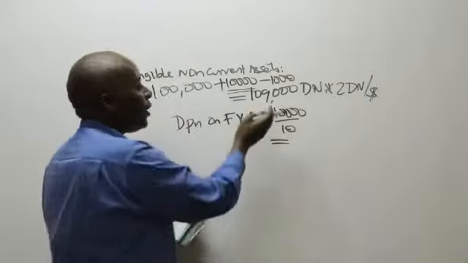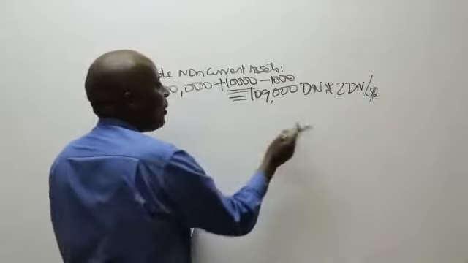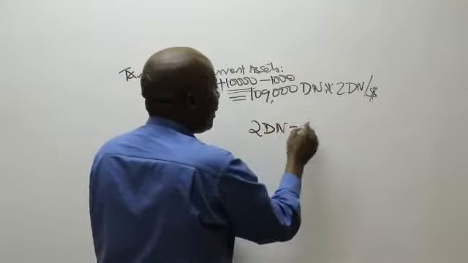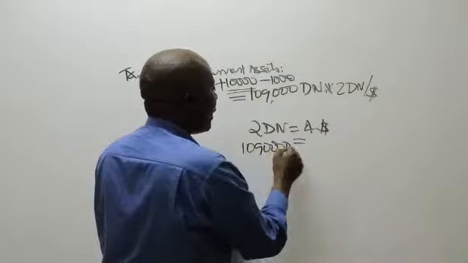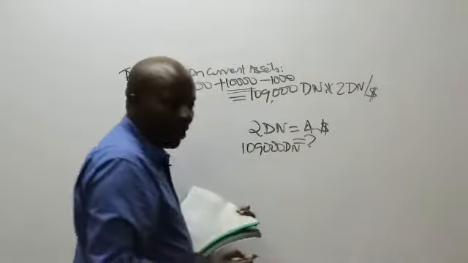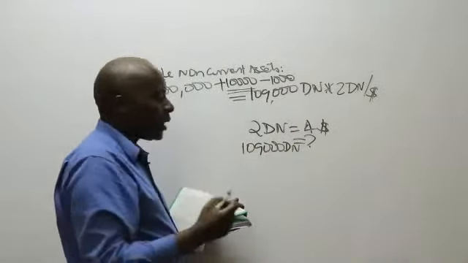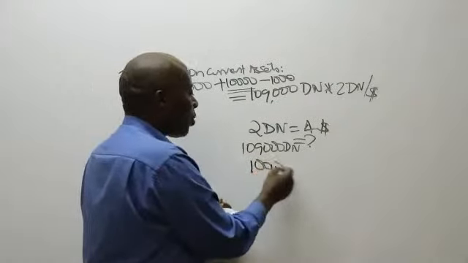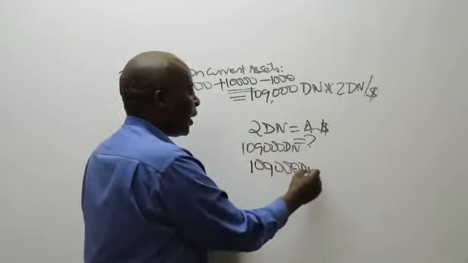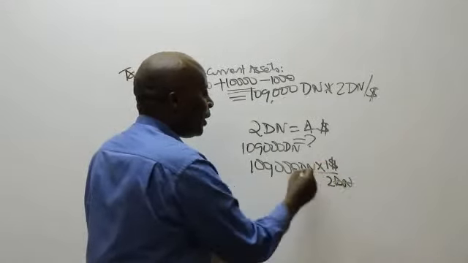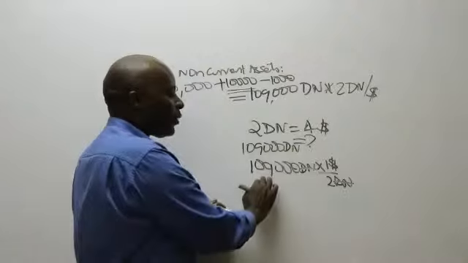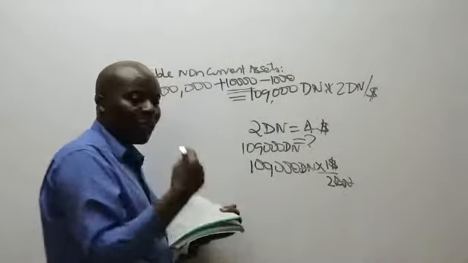Alternatively, you could do this in your mother tongue. First of all, do it in your mother tongue. Say 2 dn equals $1. How about 109,000 dn's? So when you cross multiply, it will be 109,000 dn times $1 divided by 2 dn's. So that now the dn's will cancel out. You'll be left, ladies and gentlemen, with what here? Your reporting currency, which is the dollar.